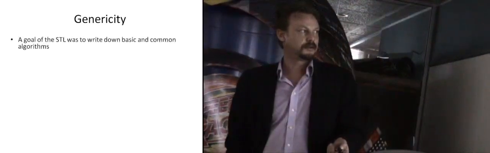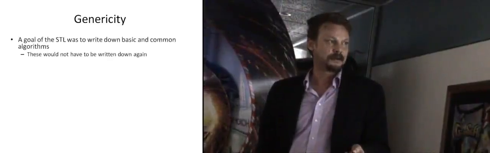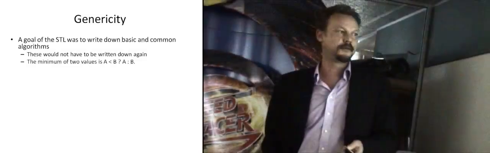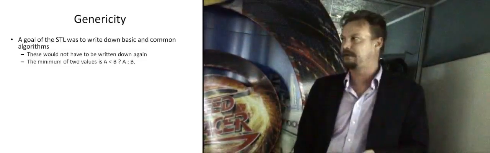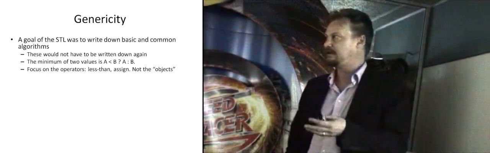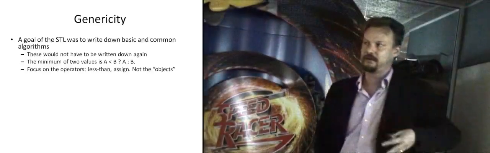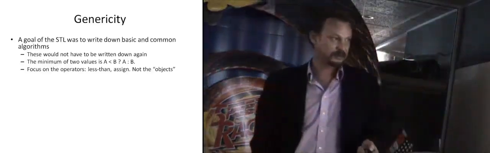So, genericity. A goal of the STL was to write down basic and common algorithms. The goal was to write them down once, so that they were done once and correctly, and they wouldn't have to be done again. So you could say once and for all that the minimum of 2 values uses these operators. And the focus on STL and the algorithms and the containers is throughout that it's all on the operators. You'll see a recurring theme that operators are important, not objects.